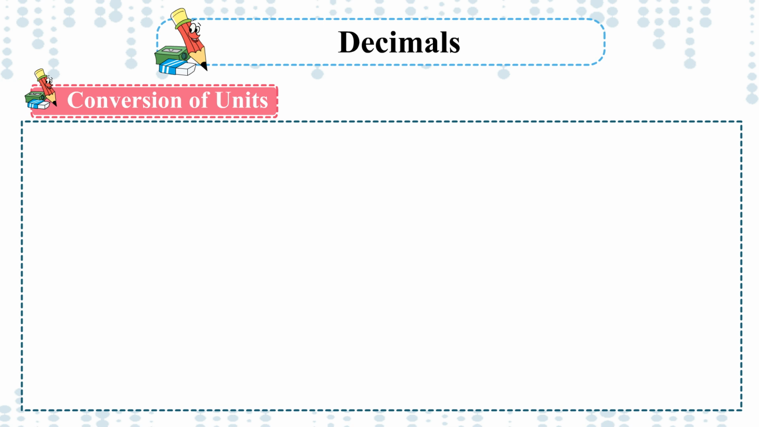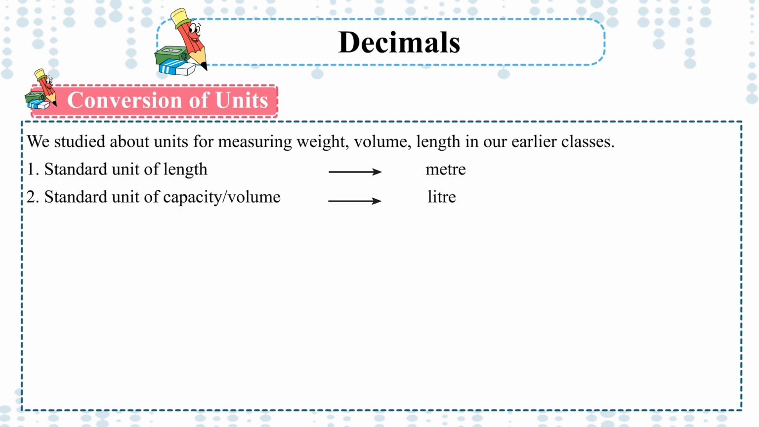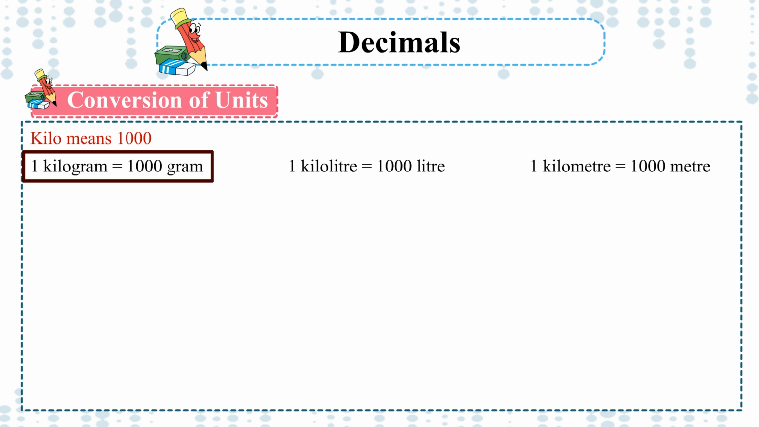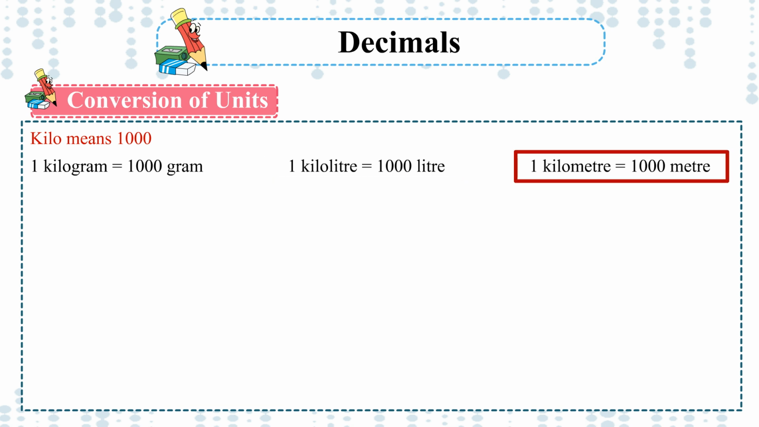Conversion of units. We studied about units for measuring weight, volume, length in our earlier classes. 1. Standard unit of length. Meter. 2. Standard unit of capacity volume. Liter. 3. Standard unit of weight. Gram. Kilo means 1000. 1 kilogram is equal to 1000 gram. 1 kiloliter is equal to 1000 liter. 1 kilometer is equal to 1000 meter.